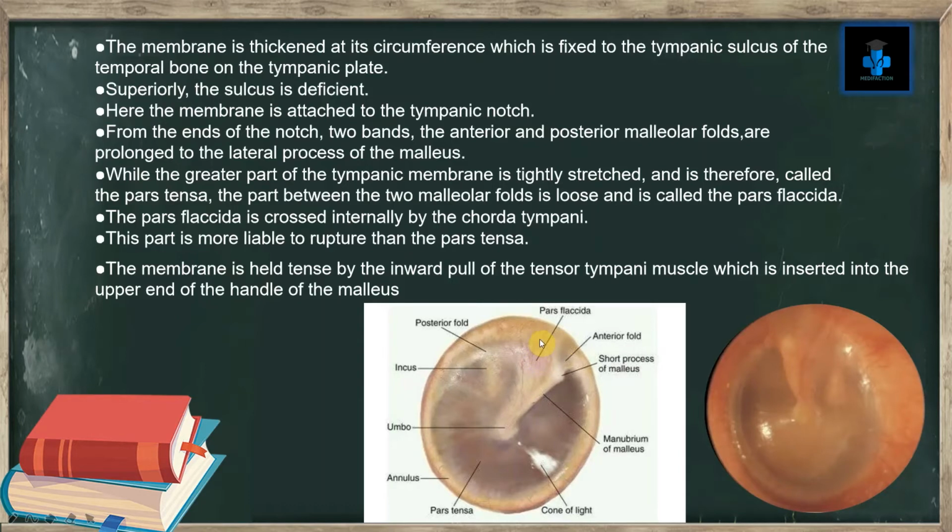The pars flaccida is crossed internally by the chorda tympani. This part is more liable to rupture than pars tensa. The membrane is held tense by the inward pull of the tensor tympani muscle, which is inserted into the upper end of the handle of the malleus.